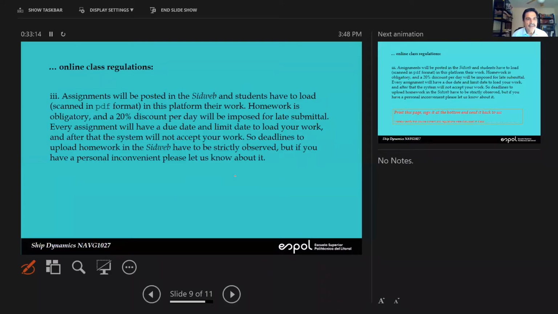The last regulation, as I said before, assignments will be posted in the SIT web. You have to complete it, scan it, and load it in the SIT web also, but only in PDF format, okay? As we said before, homework is obligatory. You don't have the choice. You have to do it. If you want to pass this class, you have to complete all homework.